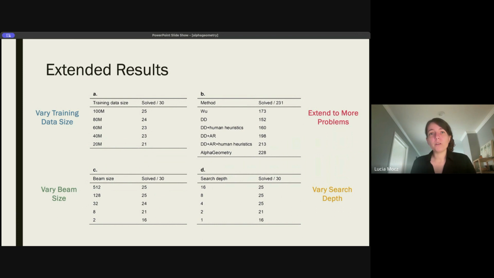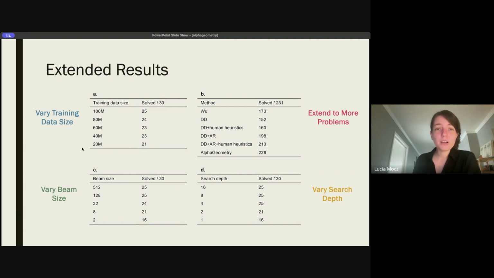So there are a couple more results about this. The most important one that I'm going to be focusing on is what happens when you vary the training data size. So remember, you trained this model. It's a fairly small model, but still you trained it on quite a large amount of data, on 100 million of these synthetically generated proofs.